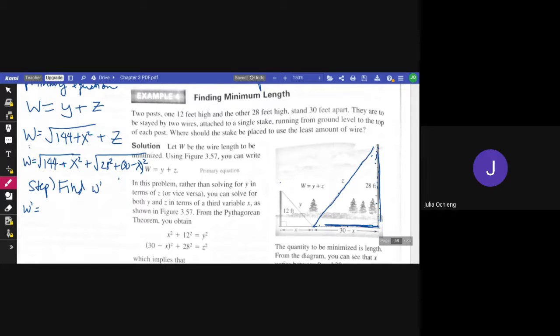So we'll find that. Because 144 plus x squared, see if you can do this. Find the derivative of that. So I'll underline this. The next step is going to be to find the derivative of w. I'm going to rewrite this so that the square roots are written as an exponent of 1/2, because that will make it easier to find the derivative.